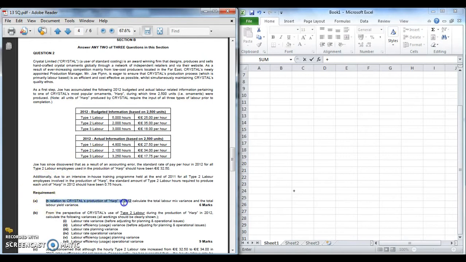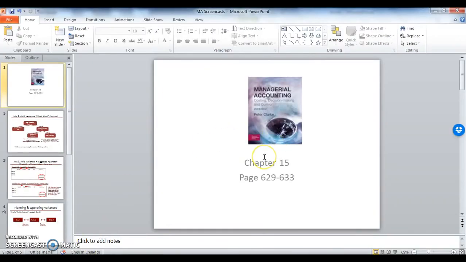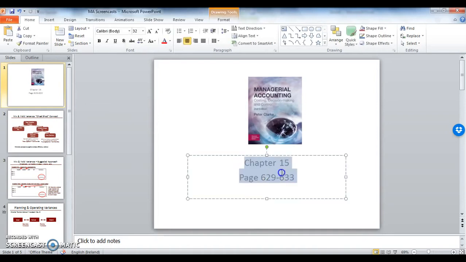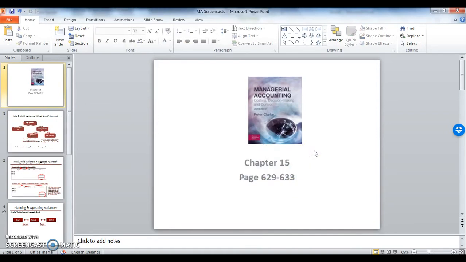So part A of this question asks us to calculate the total labour mix variance and the total labour yield variance. Again, as a quick recap, if you're struggling on labour mix or labour yield, which is the same concept as material mix or material yield, go back and look at the Clark textbook, chapter 15, page 629 to 633, and you'll see good examples there.